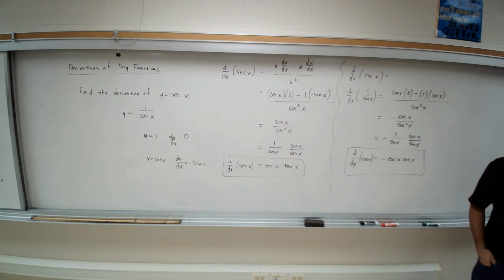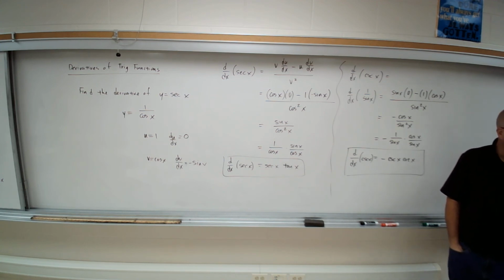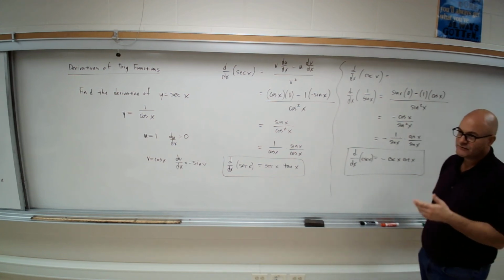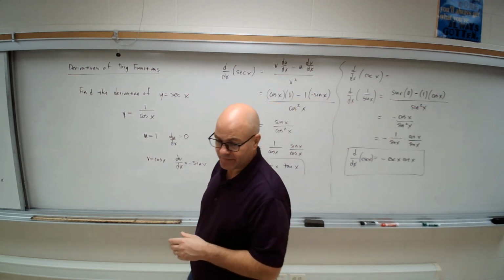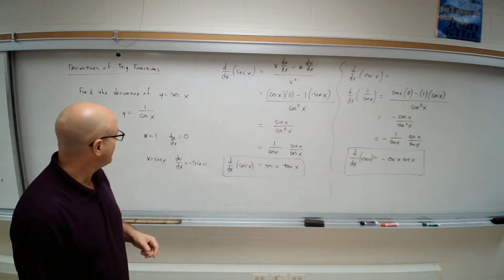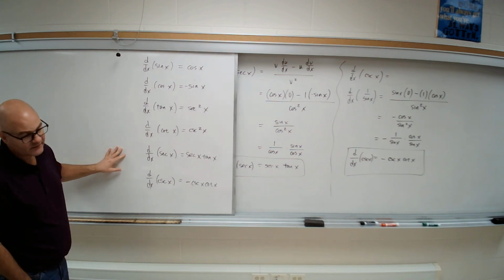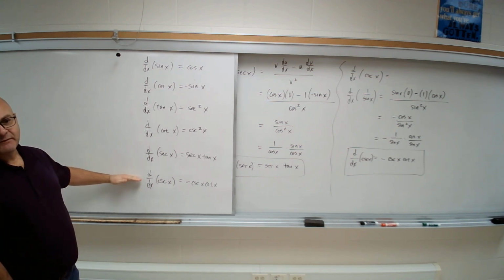So again, these are nice things to practice proving. If you can do these, you definitely can do the quotient rule, right? And there's not too much crazy distributing going on there. But here we now have all 6 trig derivatives, and you want to memorize each of these, right?